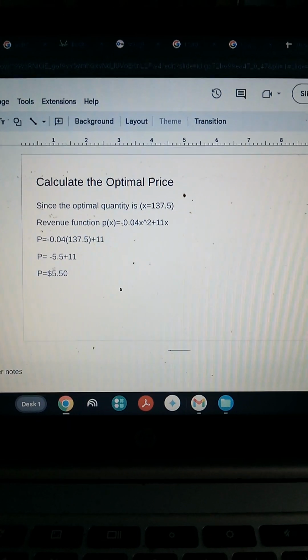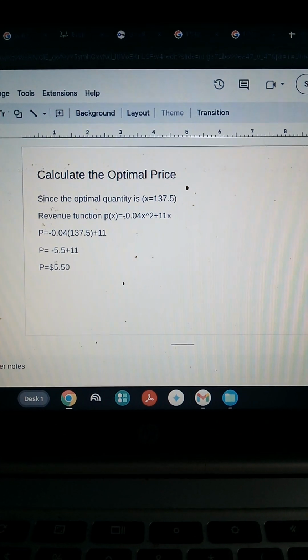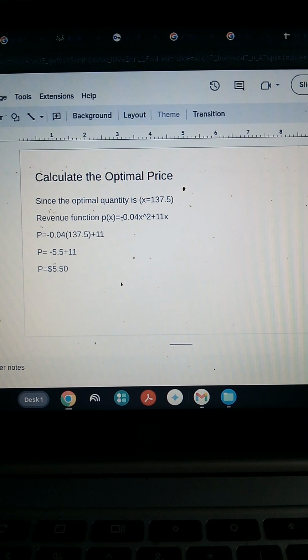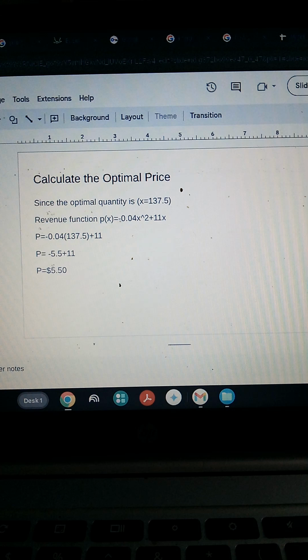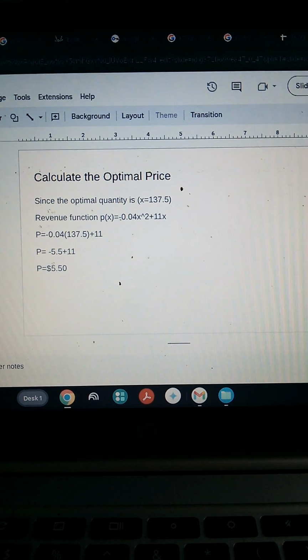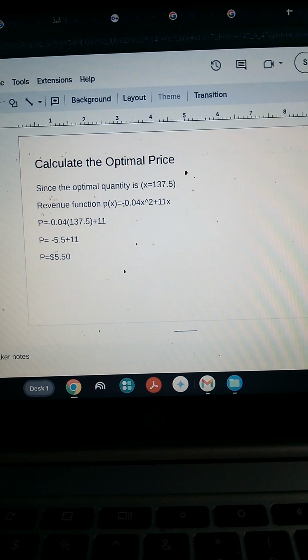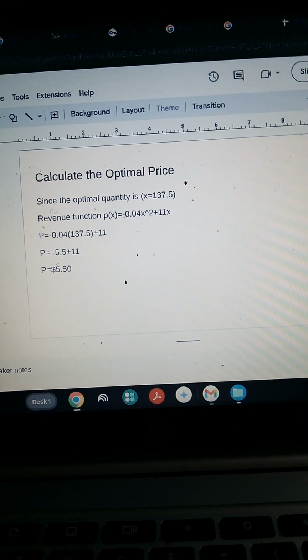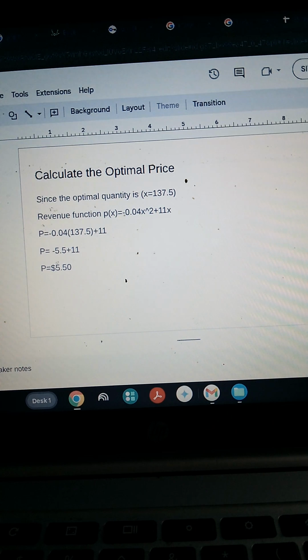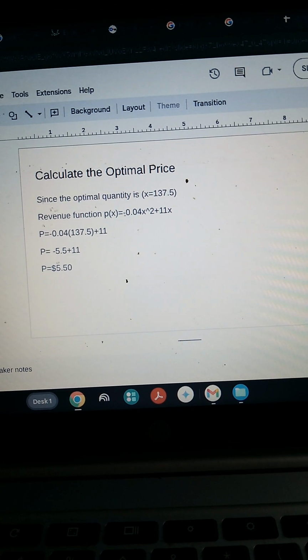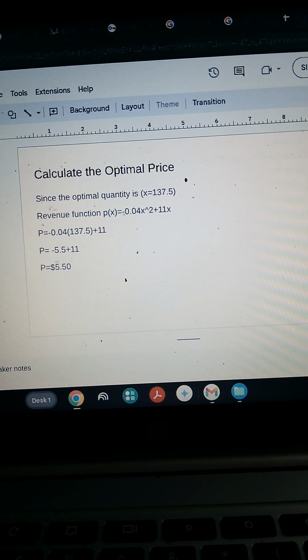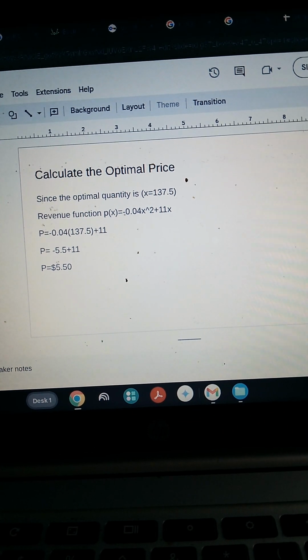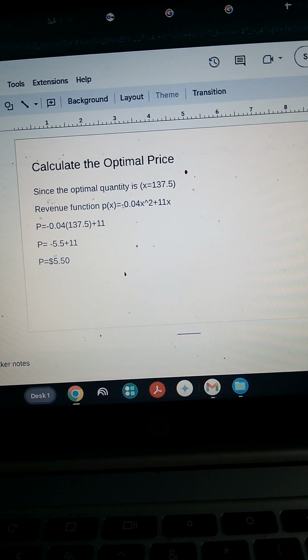Now, since we did that, we can calculate the optimal price. We know the optimal quantity is x equals 137.5. We plug that into the price function: 137.5 times negative 0.04 equals negative 5.5, and we add that to 11, and it comes out to $5.50.